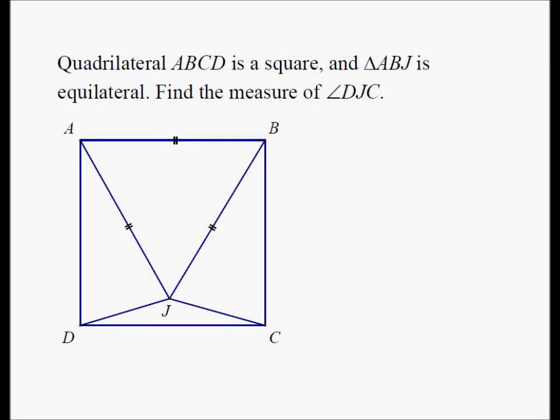Quadrilateral ABCD is a square and triangle ABJ is equilateral. Find the measure of angle DJC. Let's see how we can solve this problem.